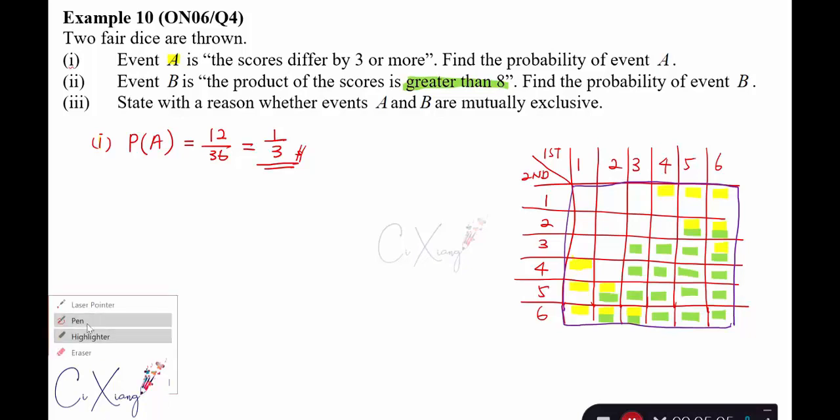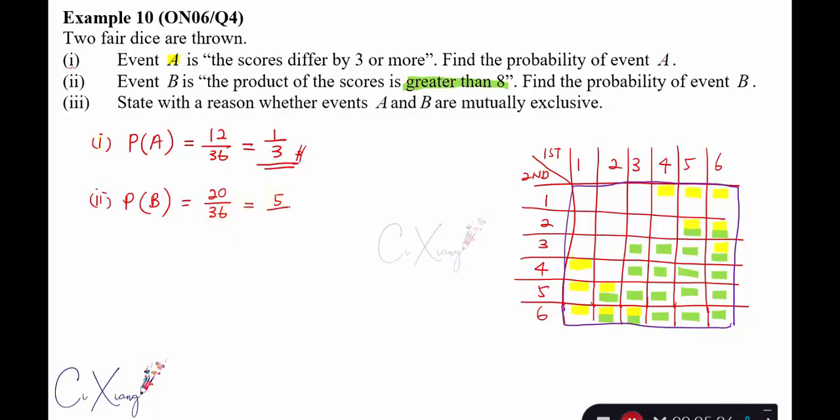Next, try to answer the question here. What is the probability of event B? Please count how many green cells you have in this possibility space diagram. You will find 20 of them in total, over 36, which equals 5 over 9. As I said before, the possibility space diagram can be very time consuming, but it can be quite clear in showing you all the possible results that you have. Now we proceed to part number 3.